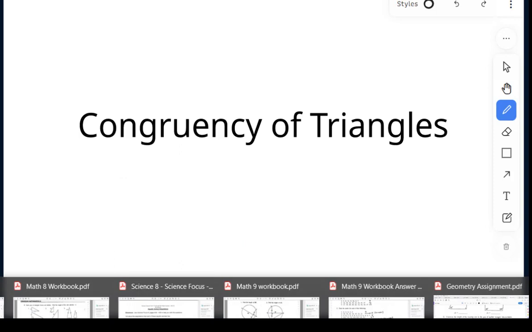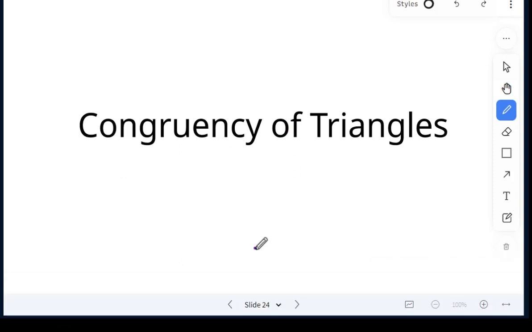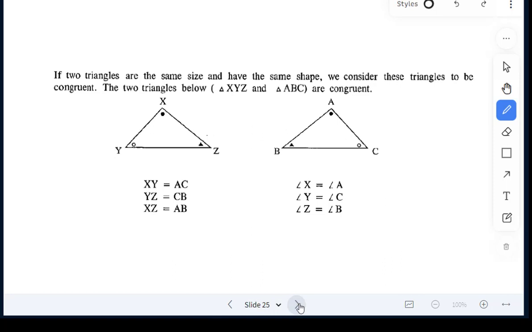All right, so next we're looking at congruency of triangles. If you remember, congruent means equal. In math, it's another term for equal. So if 2 triangles are the same size and the same shape, they will be congruent.